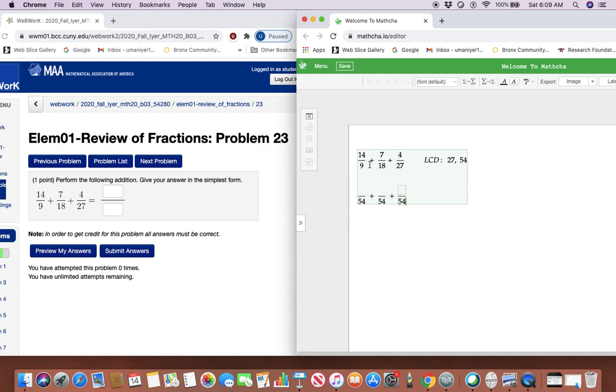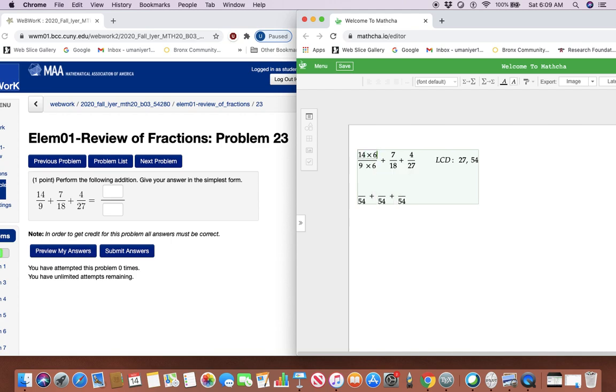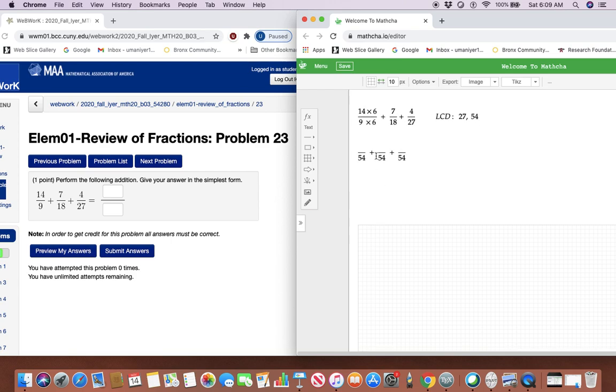Okay. So the first denominator. How do I go from 9 to 54? 9 times 6 is 54. Whatever I multiply to the denominator, I must multiply to the numerator. So I have 14 times 6. Okay, at this point I need to multiply it by hand. So let's see, 14 times 6.